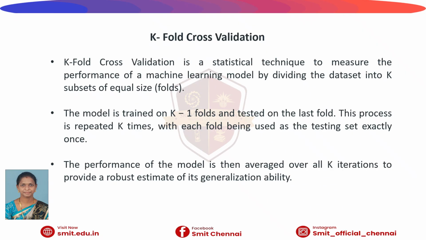Next, k-fold cross-validation. The data set is divided into k equal subsets. The model trains on k minus 1 folds and tests on the remaining fold, repeating this process k times so every fold acts as a test set once. Results are averaged to ensure the model's performance score is highly reliable and repeatable.